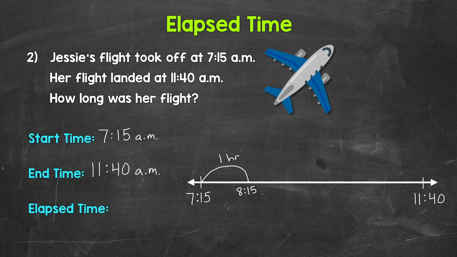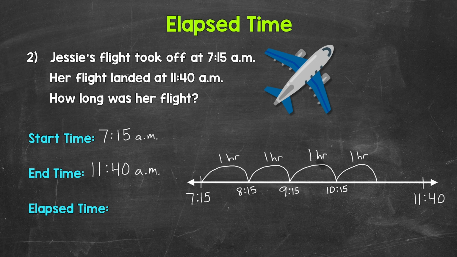Now going from 8:15, can we make another hour jump without going past our end time? Well, another hour will only bring us to 9:15. So that will work. So let's make another hour jump here, and that brings us to 9:15. Another hour will bring us to 10:15. So that will work. So 1 hour, and now we're at 10:15. Another hour jump brings us to 11:15. So that will work as well.